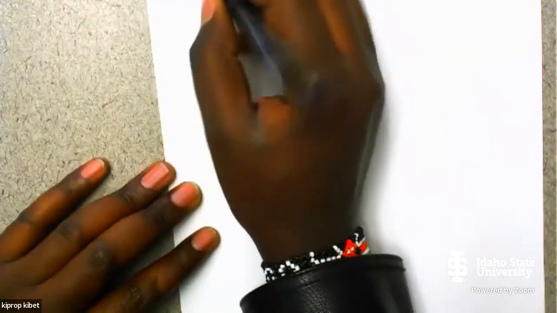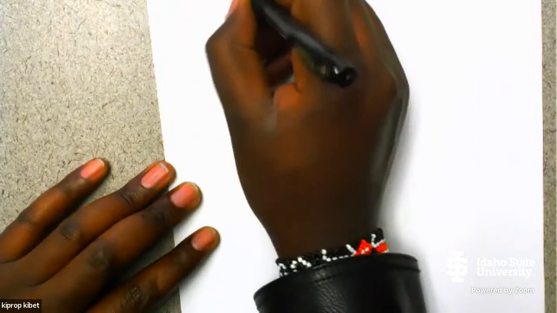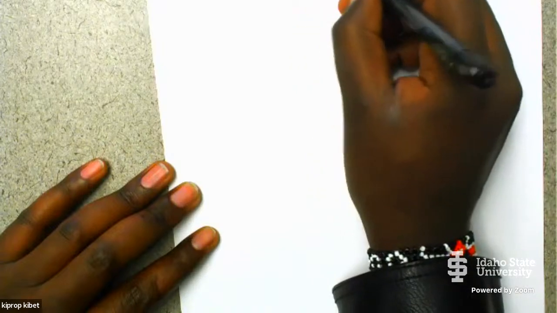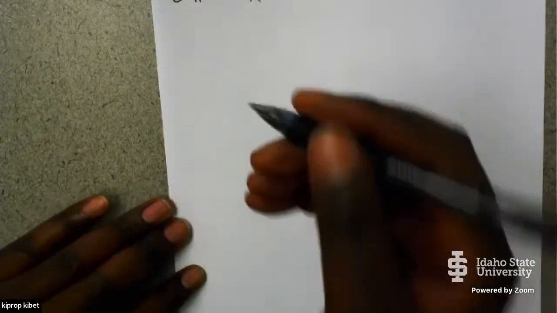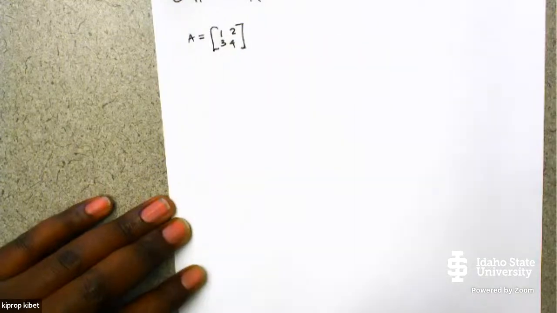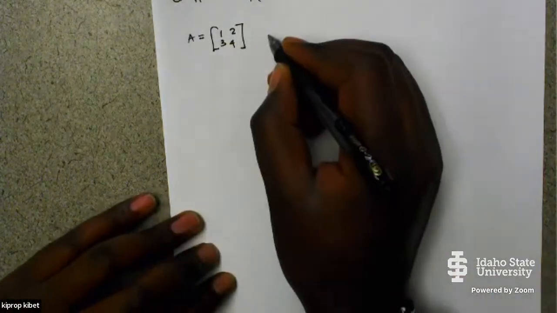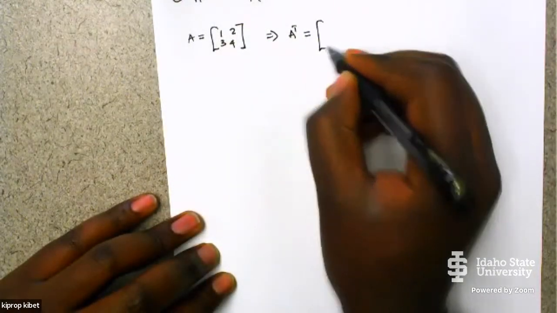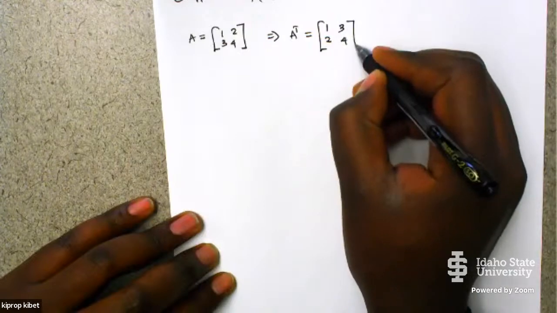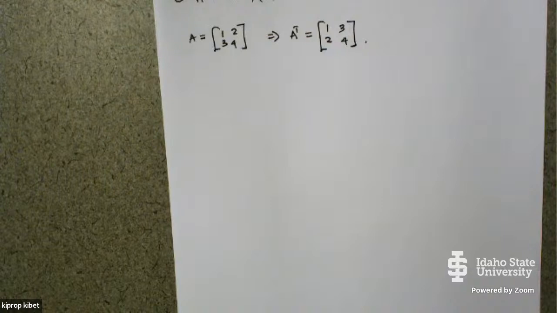Number C. Find A transpose inverse and A inverse, then transpose. A transpose inverse, and then A inverse transpose. Okay, so we have our A to be equal to [1, 2, 3, 4]. So what is our A transpose? Then A transpose is equal to, you interchange the rows and columns. So [1, 3, 2, 4]. So that's A transpose.